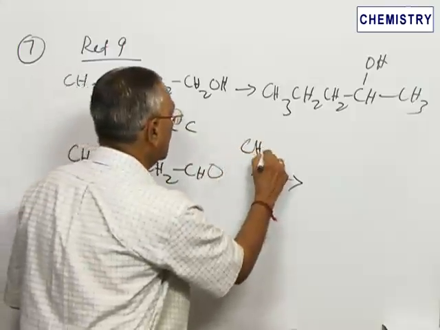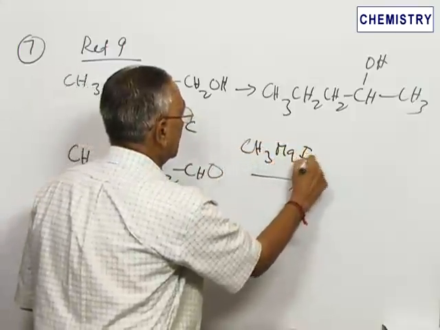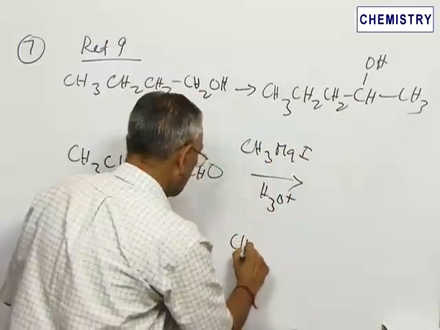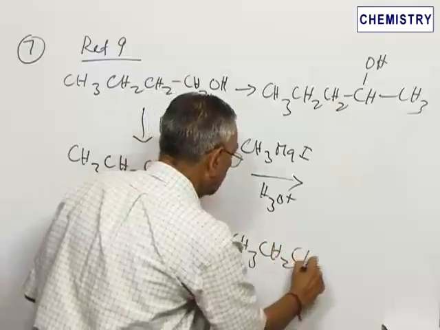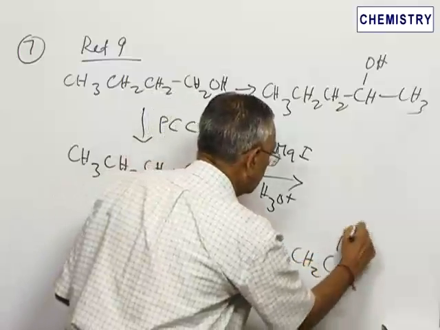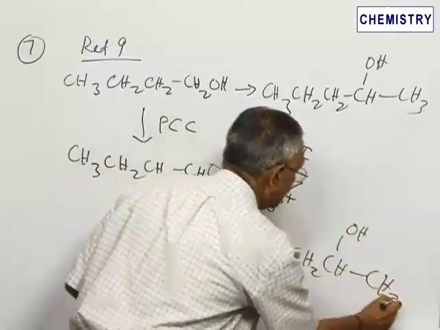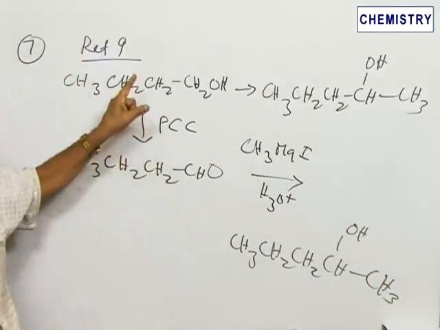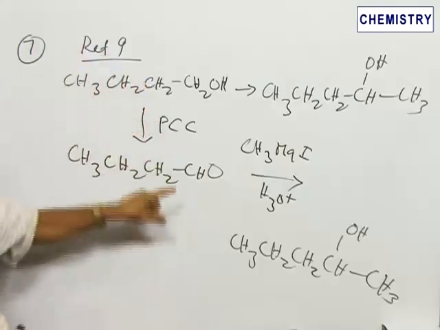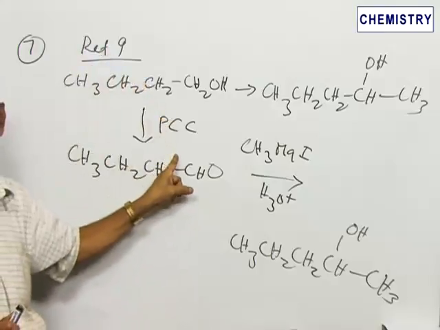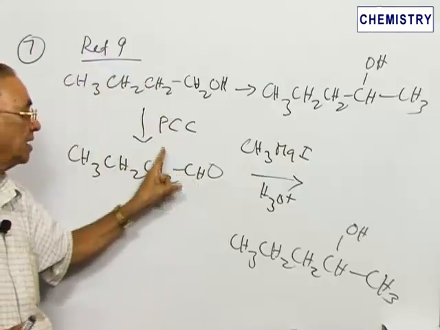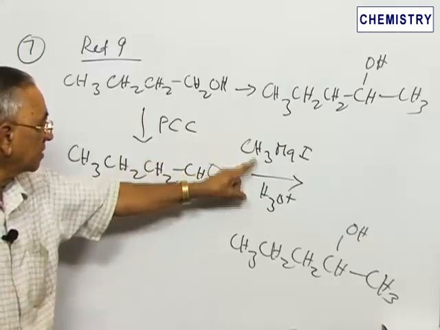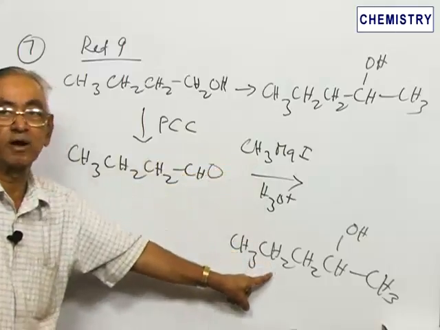Therefore, react with methyl magnesium iodide and work it up. This will give this product, namely CH3, CH, OH, CH3. This is actually a two-step reaction in which a primary alcohol is first converted to an aldehyde by means of a selective oxidation by means of pyridinium chlorochromate, and once the aldehyde is obtained, that aldehyde reacts with methyl magnesium iodide, which on further acid hydrolysis will give rise to a secondary alcohol.